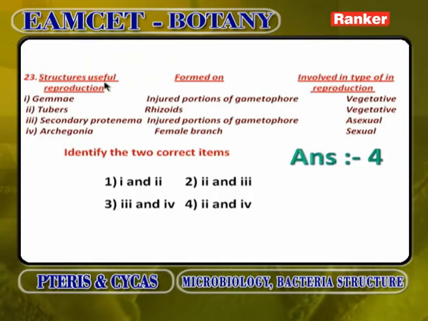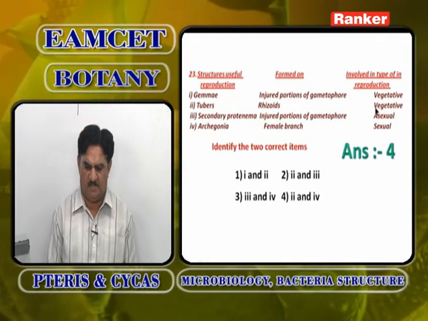Next, zyma. The structure useful for reproduction, where it is formed, and the type of reproduction involved. Zyma, injured portions of gametophore, vegetative reproduction. Injured portions of gametophores is wrong. They are present on the roots, they are rhizoids, stem and leaf. Tubers, rhizoids, vegetative propagation. Tubers are formed only on rhizoids and they help in vegetative propagation.